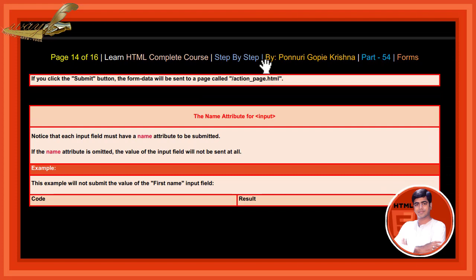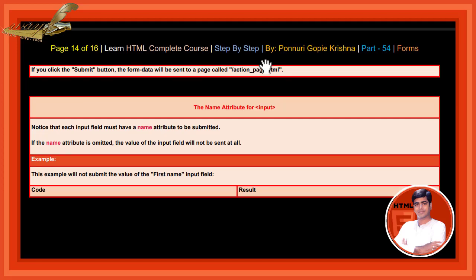The name attribute for input. Notice that each input field must have a name attribute to be submitted. If the name attribute is omitted, the value of the input field will not be sent at all. See the example. The example will not submit the value of the first name input field. See the code and result.